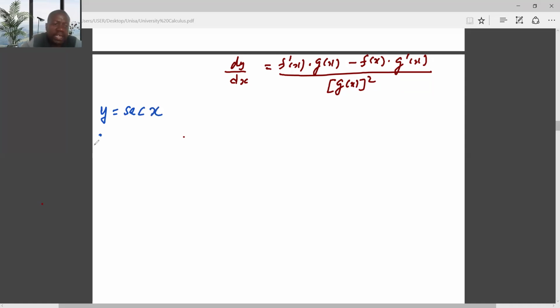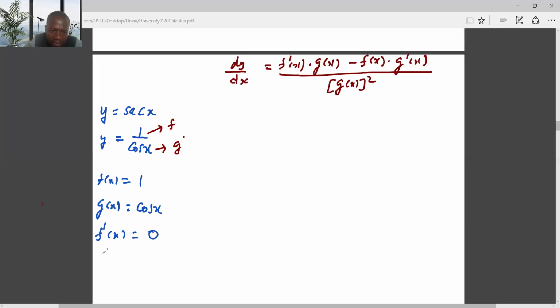But we know sec is a reciprocal of cos. It's the same as 1 over cos. Very important. And in that case, this is the f, and this is the g. What is the f? The f is 1. What is the g? The g is cos x. So what is the f prime? The derivative is 0. g prime, the derivative of cos, is negative sine.